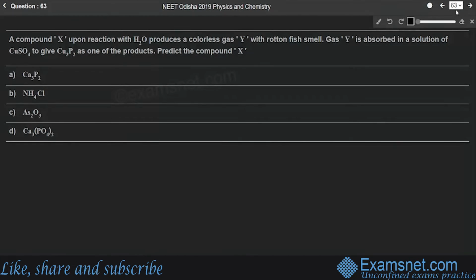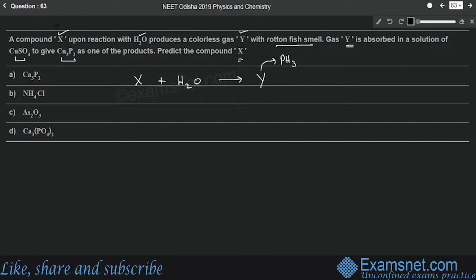Question number 63 is from the P block elements and the question is: a compound X upon reaction with water produces a colorless gas Y with rotten fish smell. Gas Y is absorbed in a solution of copper sulfate to give copper phosphide as one of the products. Predict the compound X. Okay, so we have a compound X that reacts with water to give a colorless gas Y that has a smell like a rotten fish. Okay, so we know that phosphine gas smells like rotten fish. Okay, so this will be PH3, that means phosphine.